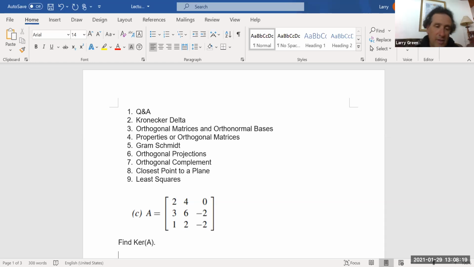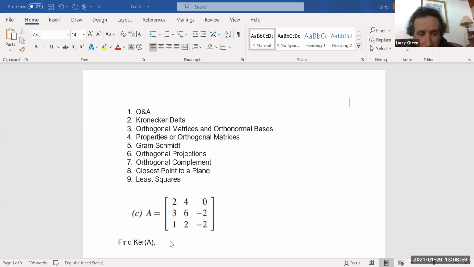Okay, so the important thing is you understand what the kernel is. The kernel means the set of all vectors x such that Ax is equal to 0. Any questions on that? And it's a step-by-step process. It's actually not that hard if you understand the steps. There was a big theorem we had that said the kernel of A is equal to the kernel of RREF of A. Do you remember that theorem, Cesar?